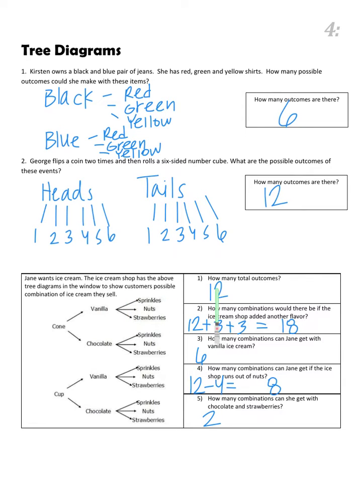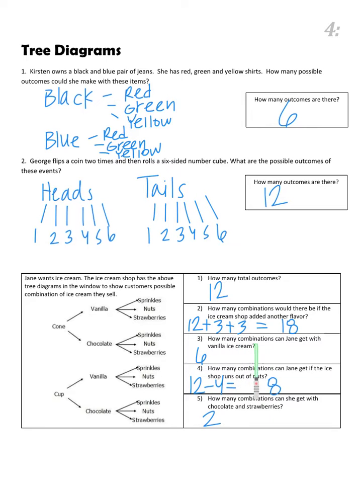Alright, so there are a total of 12 different outcomes, so 3, 6, 9, 12. How many combinations would there be if they add another flavor? So you'd add 3 more for the sprinkles, nuts, and strawberries to cone, so 12 plus 3, and then 3 more to the cup to get 18.